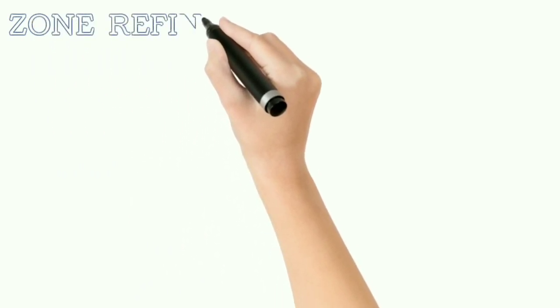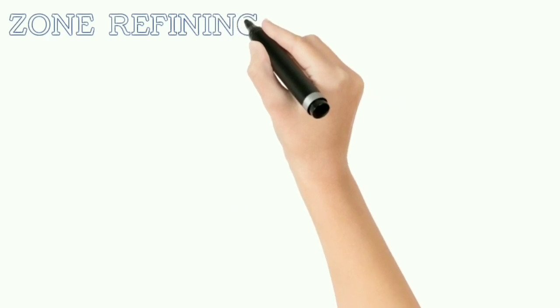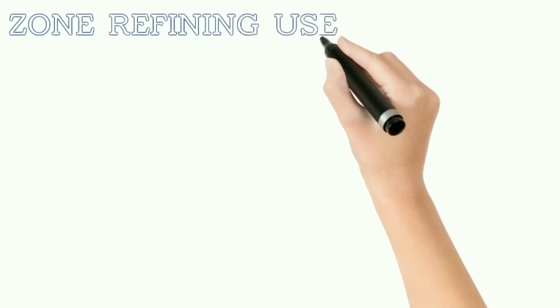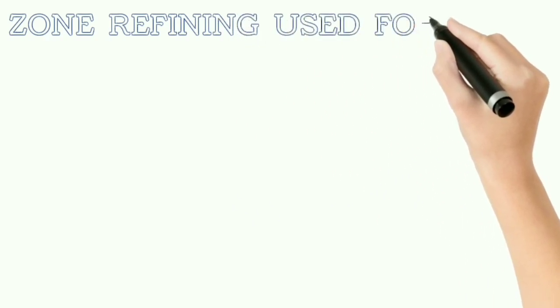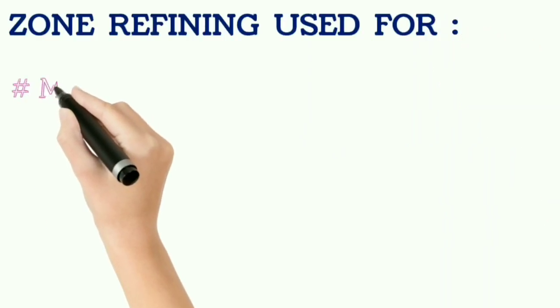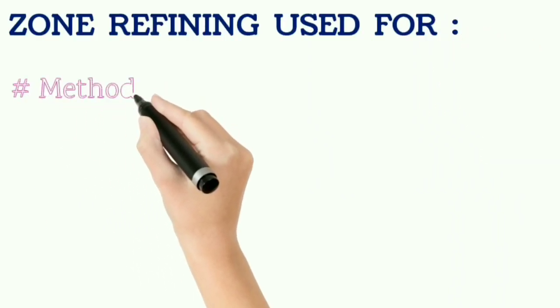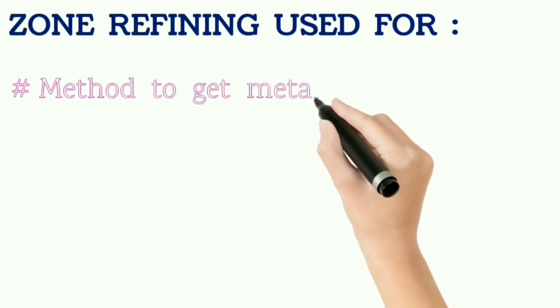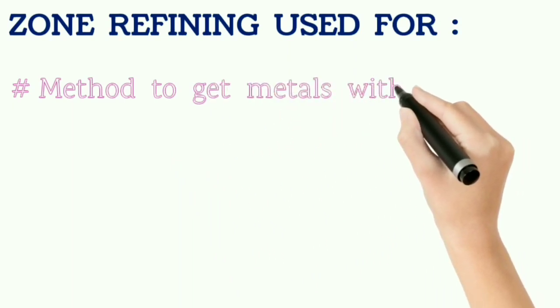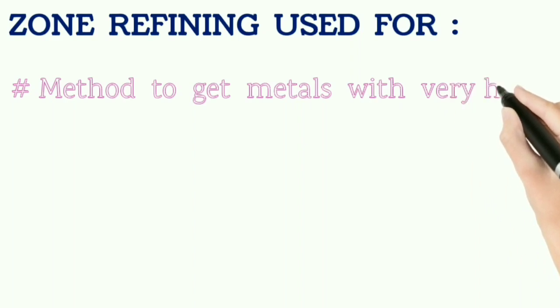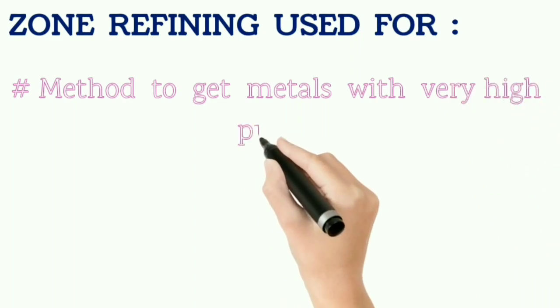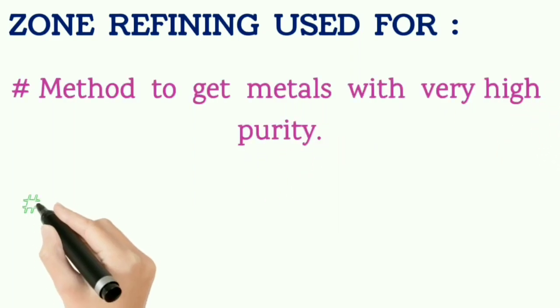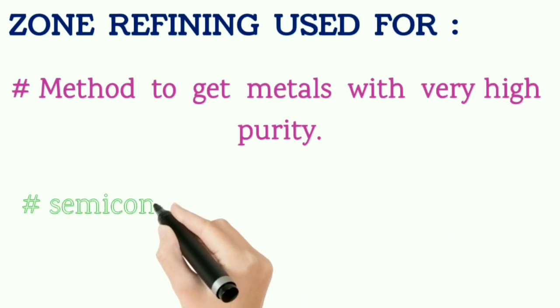Now let's see the uses, where we are using this zone refining process. The very first use is that it is a method to get metals with high purity. Repeatedly I am saying this: high purity means nothing but zone refining. Sometimes they will ask in the exam, if they say high purity refining, then it is zone refining.